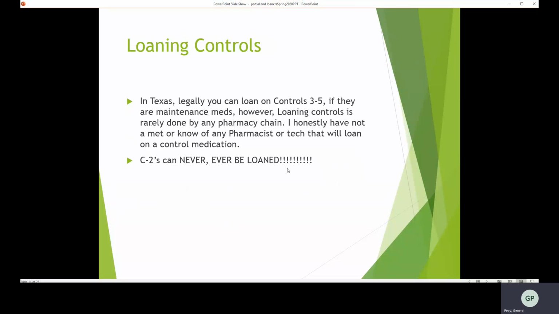And technically, loaning is a courtesy. We don't have to do it. It's just a courtesy thing that we do. And again, by law, you can loan on a C3, C4, or C5, but most pharmacists or techs will not loan on a controlled substance. C2s can never, ever be loaned under any situation. Don't even think about it. So C2s are never loaned, so you don't have to worry about that. So basically on the PTCB, if this question comes up, can you loan on a C3, C4, or C5? Technically, the answer is yes. But in a real world setting, most pharmacists and most techs won't loan on those medications.